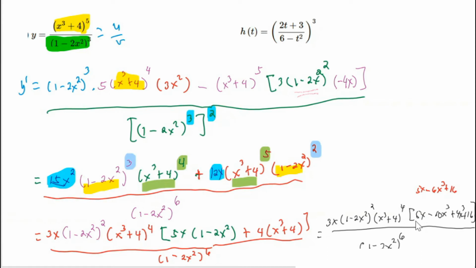So the final answer now for the derivative of this function will be equal to 3x times the quantity of 1 minus 2x squared, the quantity raised to the power of 2, times the quantity of x cubed plus 4 to the power of 4, times the simplification of this, we have 5x minus 6x cubed plus 16, all over the 6th power of 1 minus 2x squared, or the quantity of 1 minus 2x squared raised to the power of 6. So it gives us a very long solution.